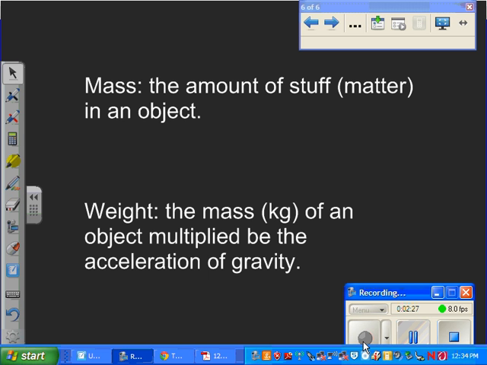Mass is the amount of stuff, which we're going to call matter, in an object. Weight is the mass in kilograms of an object multiplied by the acceleration of gravity. We're going to get into more on the formulas of this later. I just want you to have the definition at this point.